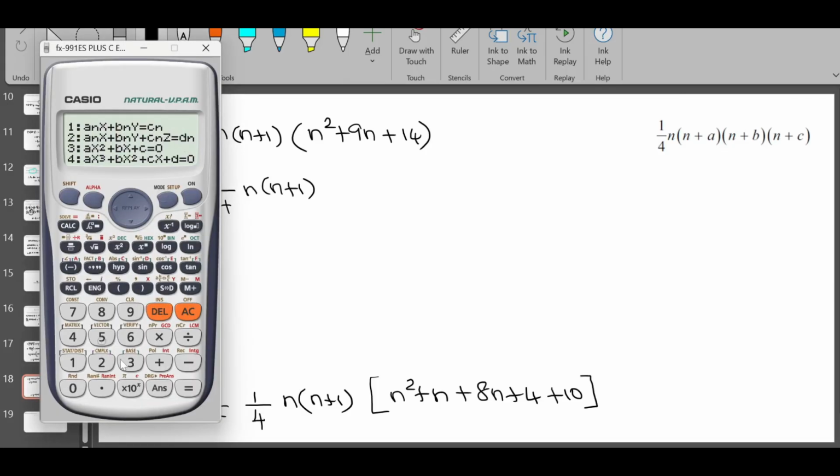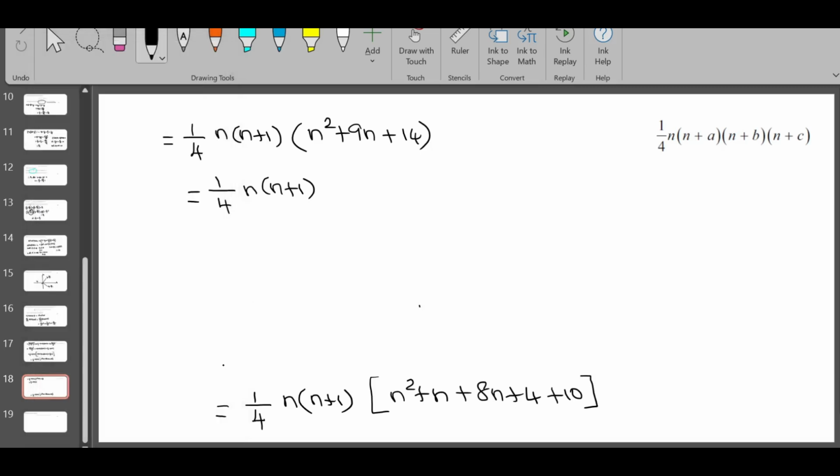You go to the quadratic, put the coefficients 1, 9, 14, that's 7 and 2. So you can write it as (n plus 2) times (n plus 7). It looks exactly like this, right? That's all. It's a 5-mark question.